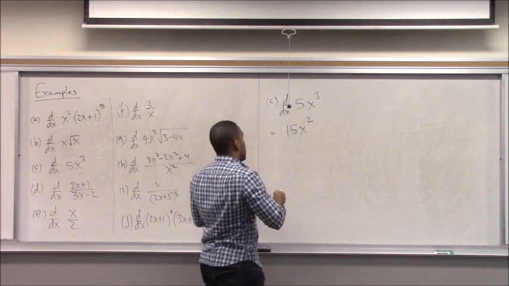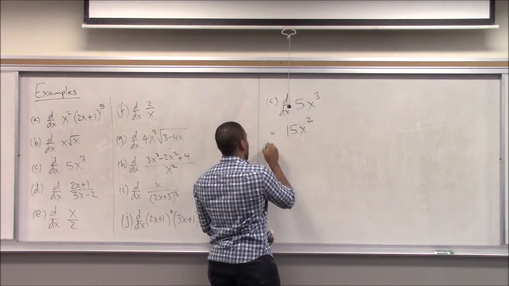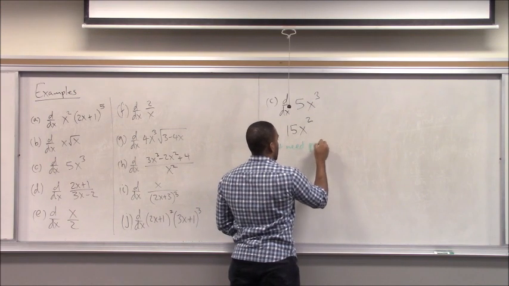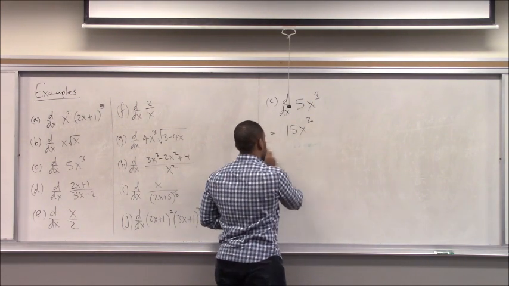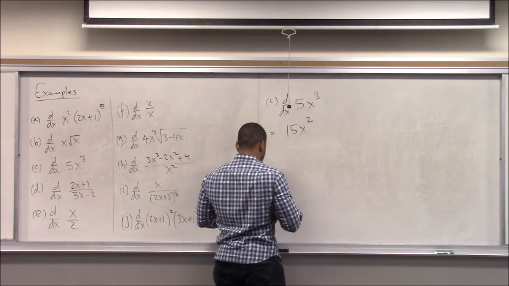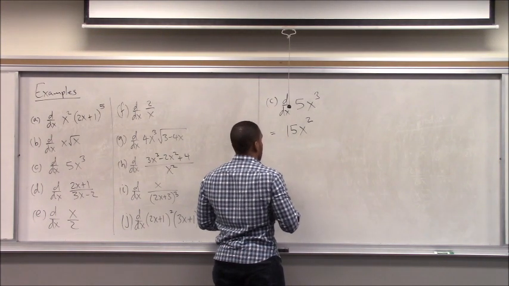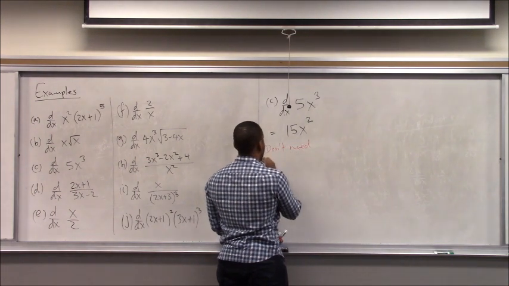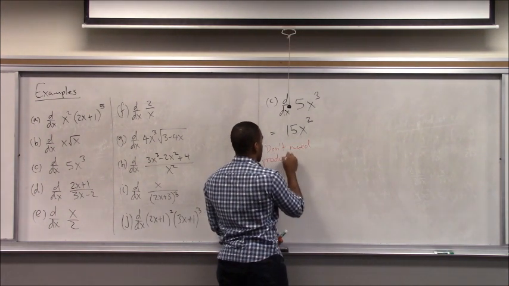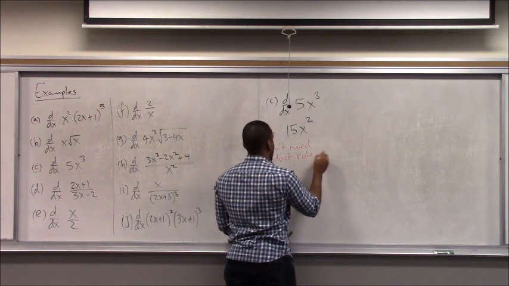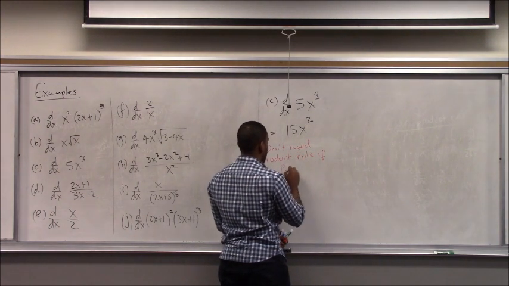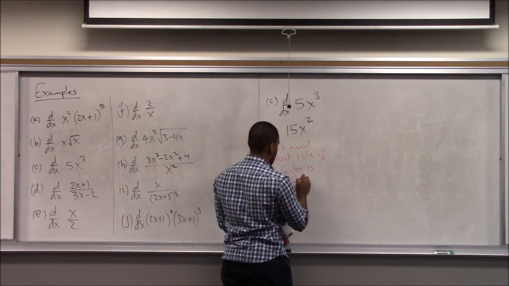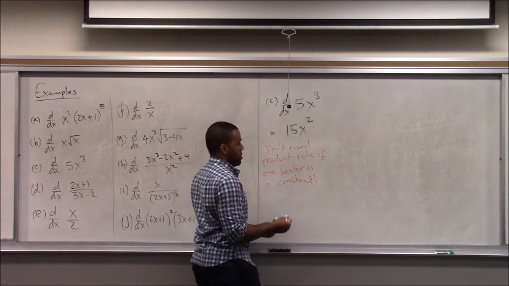So here, don't need product rule if one factor is a constant. Right, I would just use the power rule here.